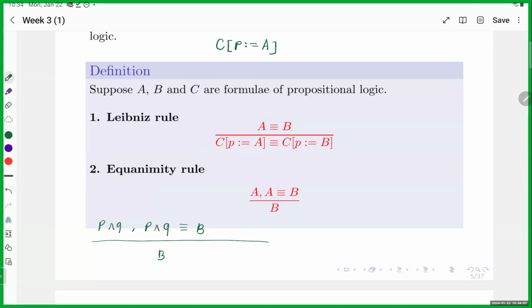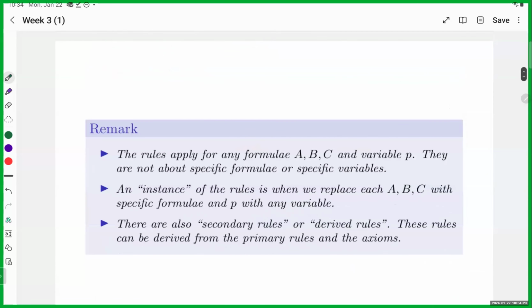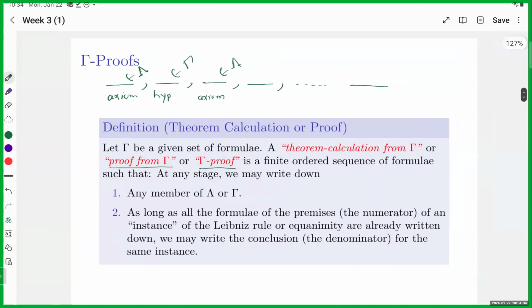And in the case of equanimity, if for some A and B, both A and A equivalent to B are written already in the sequence, they're members of the gamma proof, then I can write B. So what's a gamma proof again? A gamma proof is a sequence of formulas such that at any step I can write an axiom, that means an instance of an axiom, or a hypothesis, that means a member of gamma. And if the numerators of my rules of Leibniz, one of them is written, then I can write the denominator. You cannot violate these two conditions when you write a proof. Otherwise, that's not a proof.